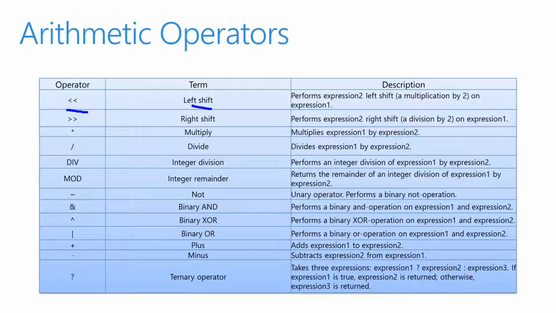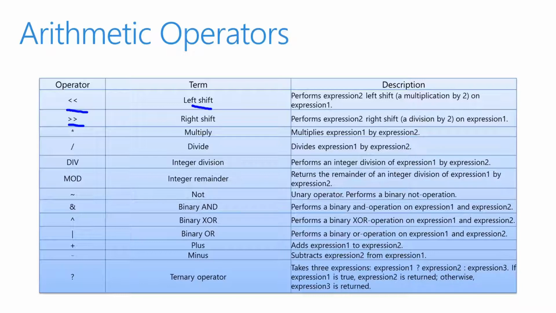A right shift is a similar concept, except it uses a division by 2, and it is represented by two successive greater than symbols, which we can see here. We then have the asterisk, which implies multiplication. So if we had a 4 asterisk and then 5, the output would be 20. The forward slash also would represent division. So if we had 20 forward slash 5, the output would be 4.